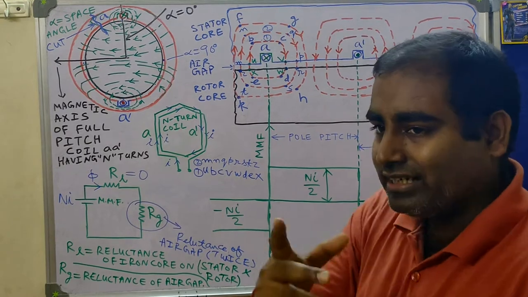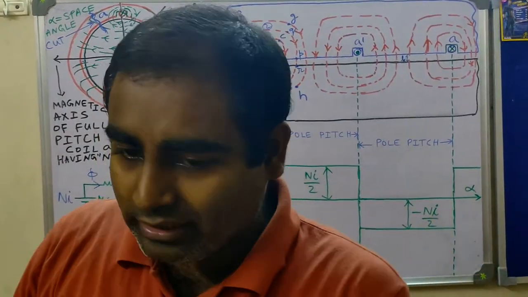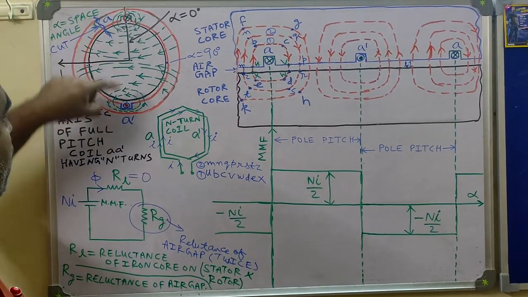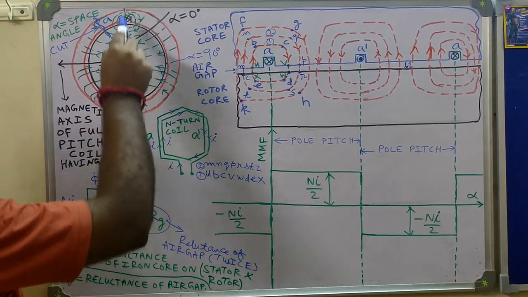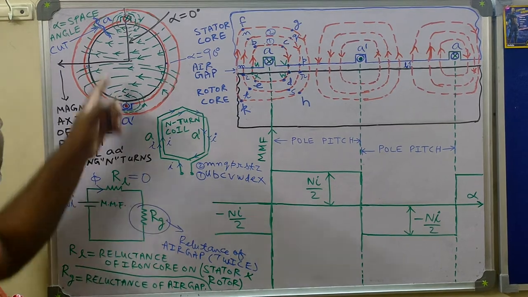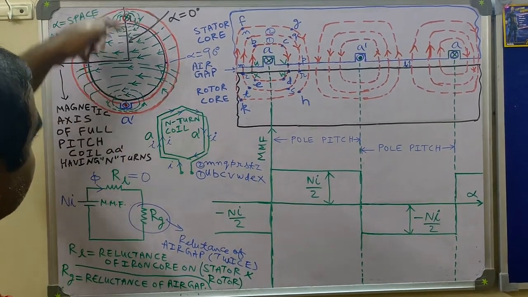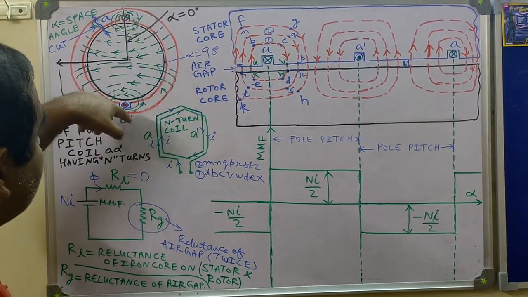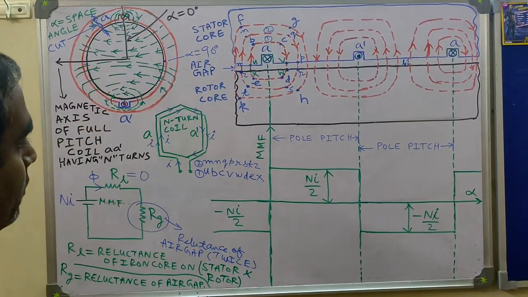Okay. Now what was said as pole pitch? Pole pitch was the peripheral distance between the two coil sides, that is A and A dash. Now this being a full pitch coil, the peripheral distance has to be half of the semicircle, that is 180 degree mechanical.